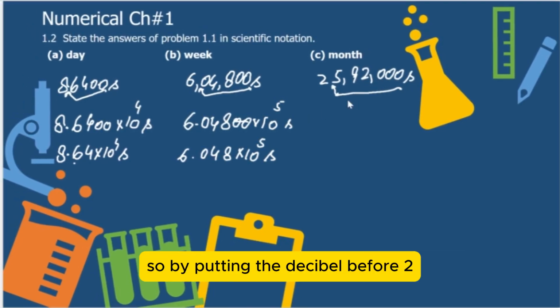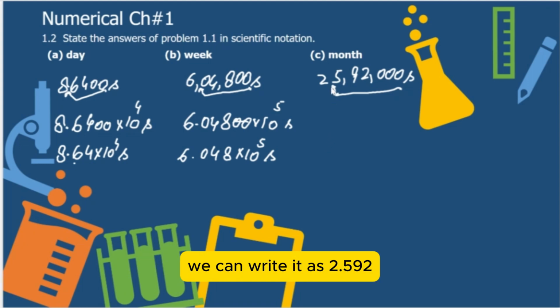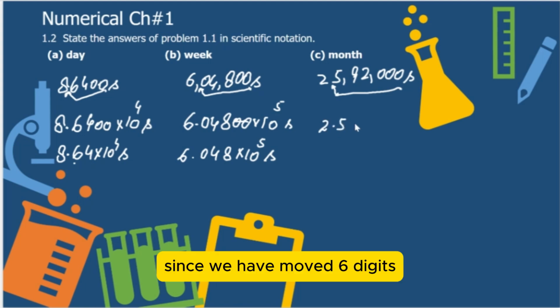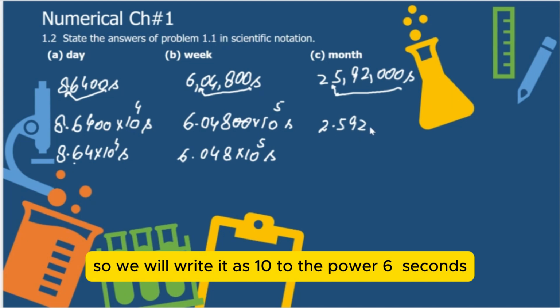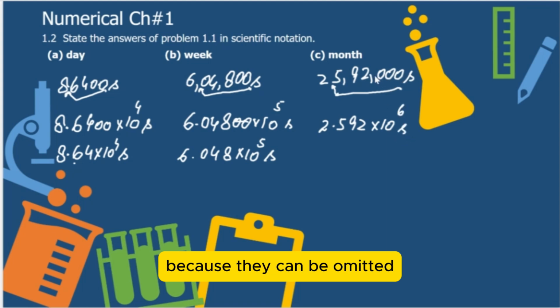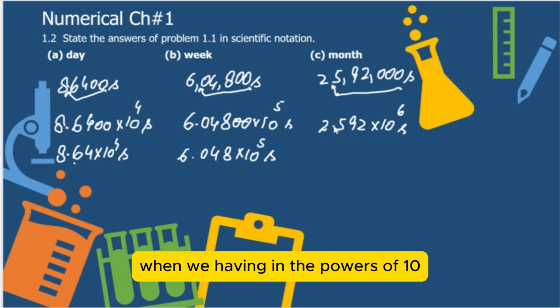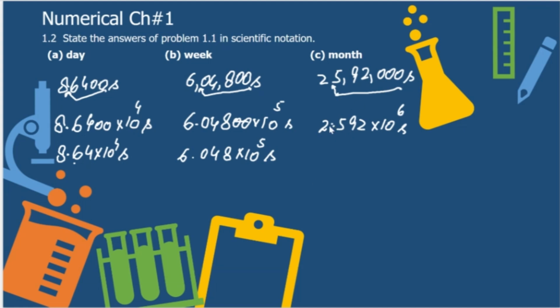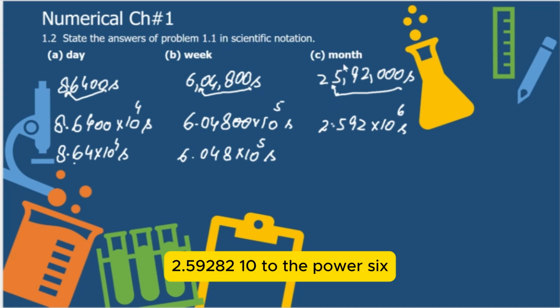So by putting the decimal before 2, we can write it as 2.592. Since we have moved 6 digits, we will write it as 10 to the power 6 and seconds. I have not written the 3 zeros towards right because they can be omitted when we are writing in the powers of 10. So in scientific notation, the number of seconds in a month can be written as 2.592 into 10 to the power 6.